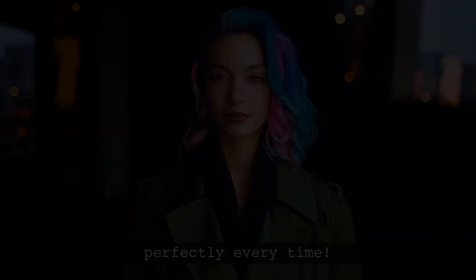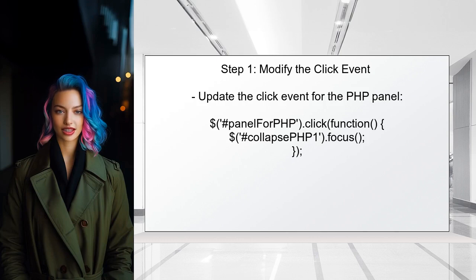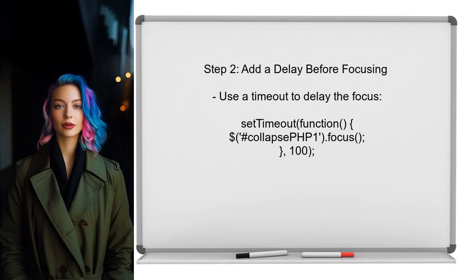To begin solving the user's issue, we need to ensure that when the PHP accordion is clicked, it focuses on the first question. The first step is to modify the click event for the PHP panel. Next, we need to ensure that the first question in the PHP section is visible when the panel is opened. This can be achieved by adding a small delay before focusing on the first question.